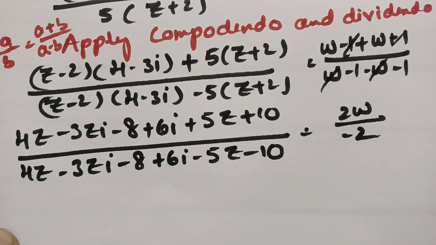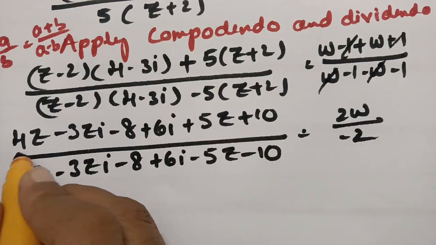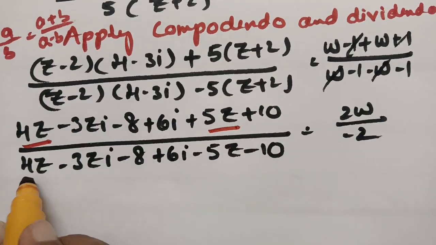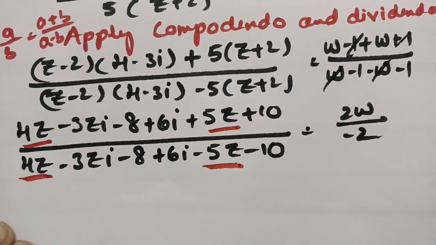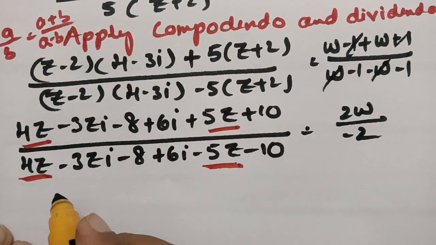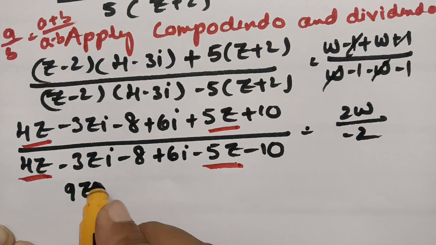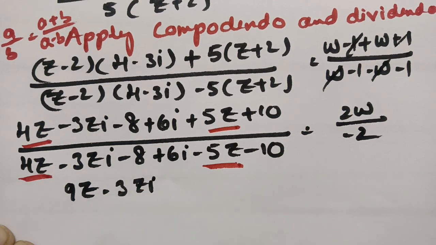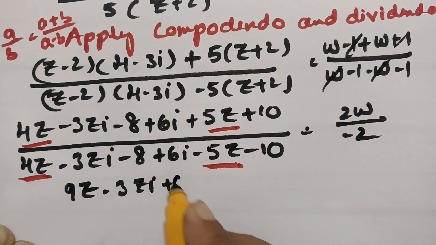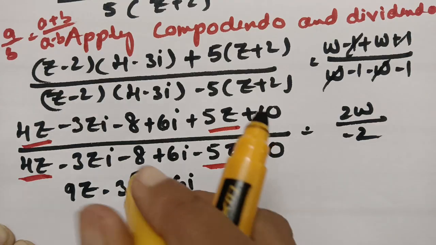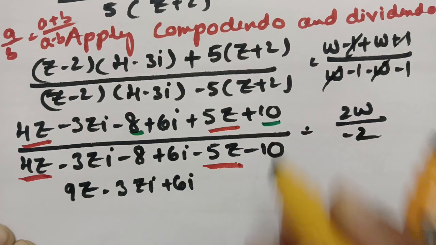So this is so important. So here is 4z and here is 5z. Here is 4z and here is minus 5z. And see, I am going to add up these two. This will be 9z. And see, the next thing here, what I am going to do is minus 3zi. So this will be minus 3zi, and here this is plus 6i. So here this is plus 6i, and here if you observe, this is minus 8 and this is plus 10.